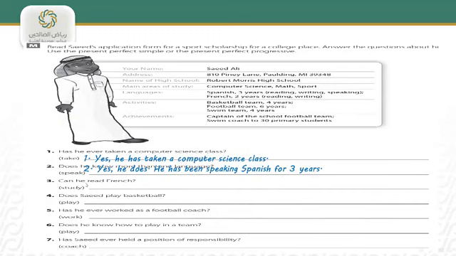Number 3: can he read French? The verb is study. The answer will go like this: yes, he can. He has been studying French for 2 years. Like the previous one, the concentration here is on the duration.